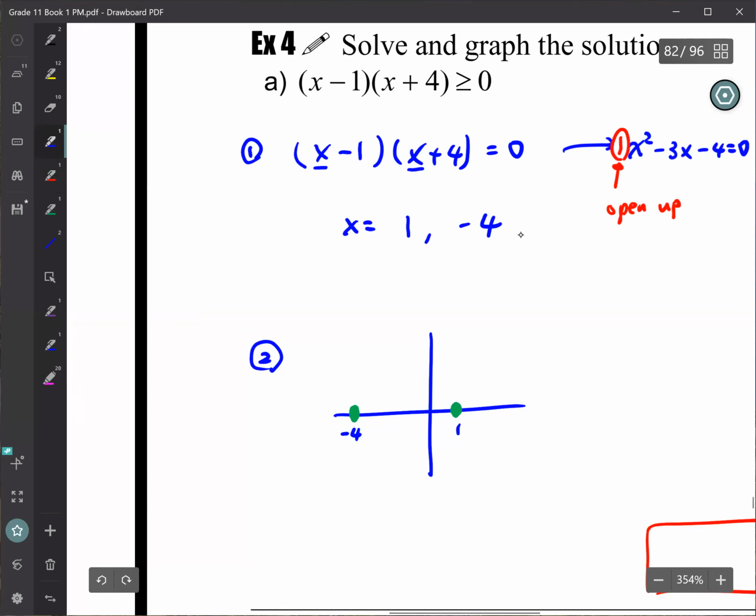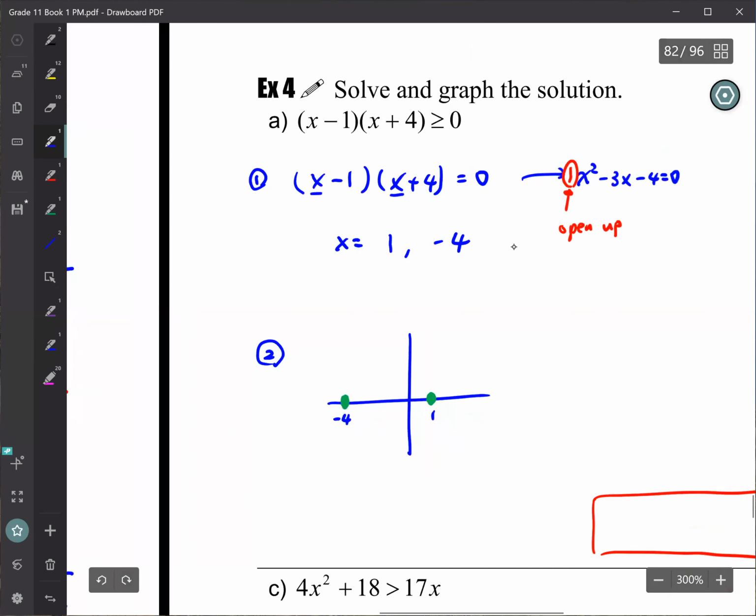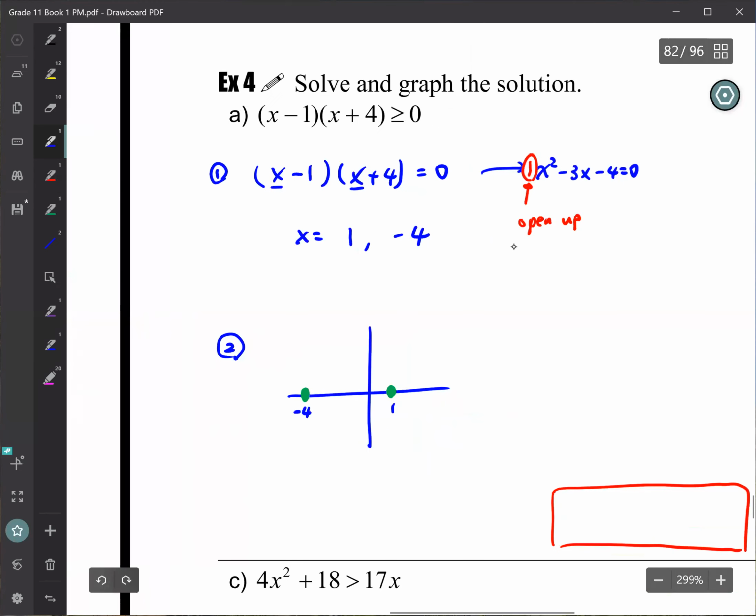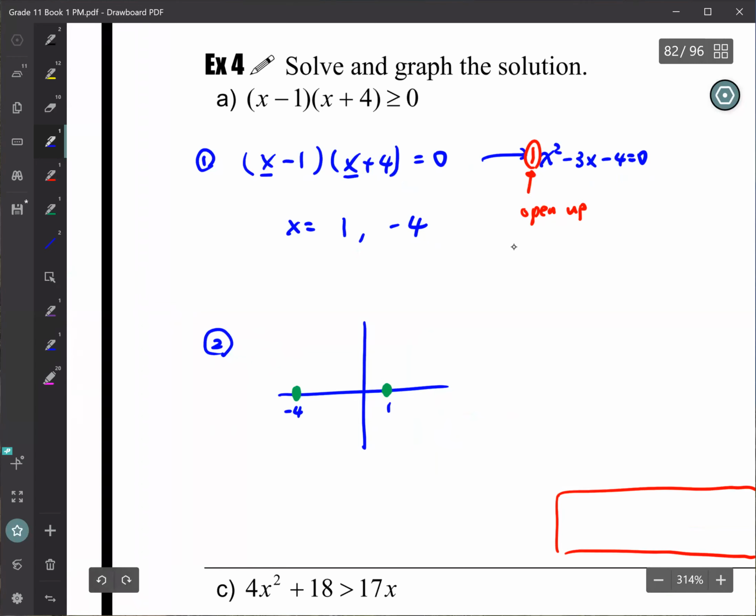Okay, how many of you finished everything? Raise your hand. Everything in this question, okay? Not the whole page. So it's open up, so we'll draw that.